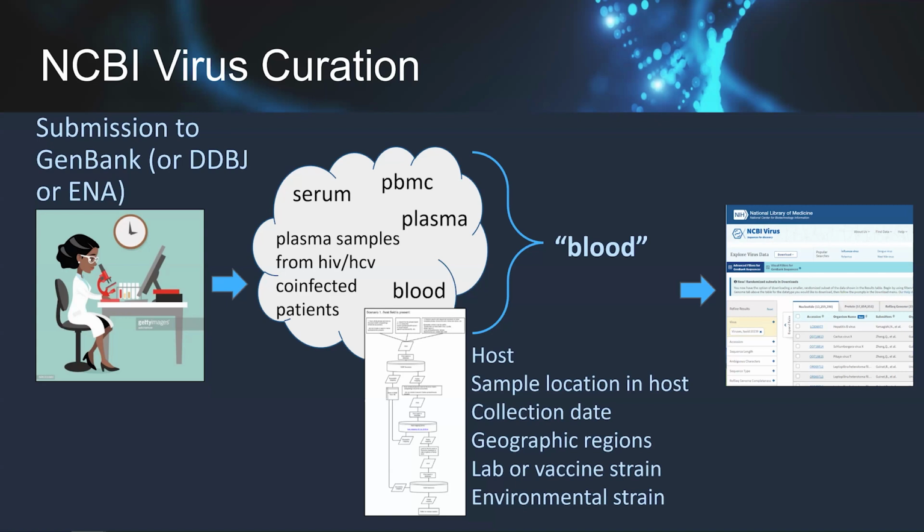So we have some of the other fields that we do this kind of normalization for, shown on the screen. The host, the sample location within the host, geographic regions, lab or vaccine strains. We look for certain terms and mark up the records with those terms. And then all of this is available through the NCBI Virus web interface. So it makes it really easy to use filters to sort through a results table where you can see all of the metadata that's associated with the sequences and then download the sequences also from that same resource.